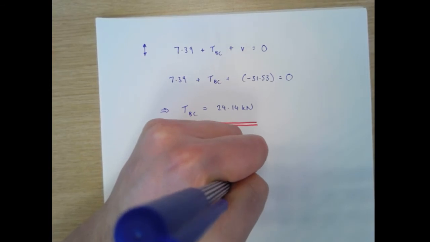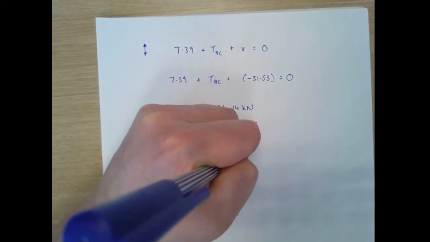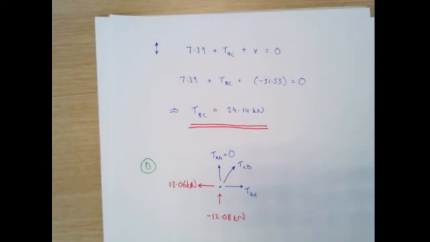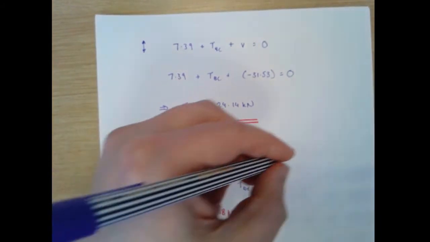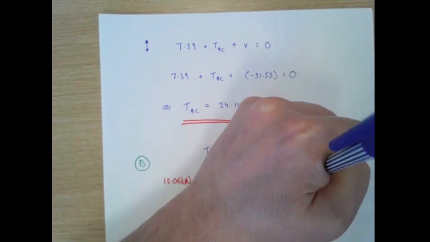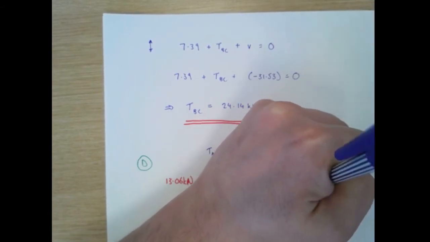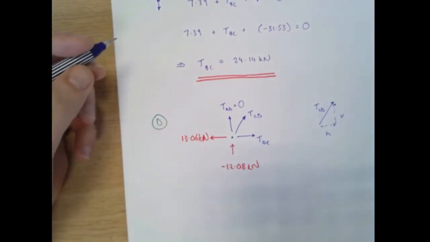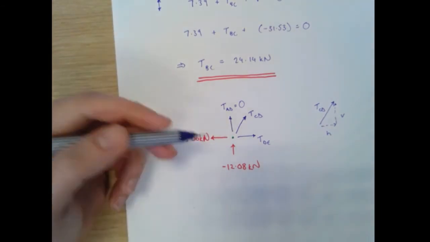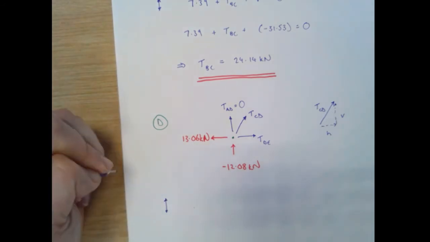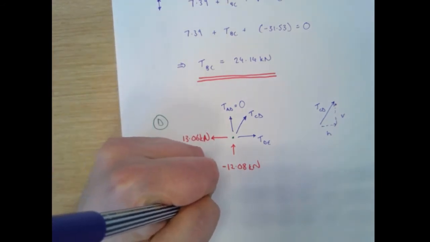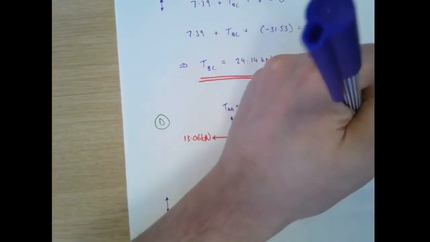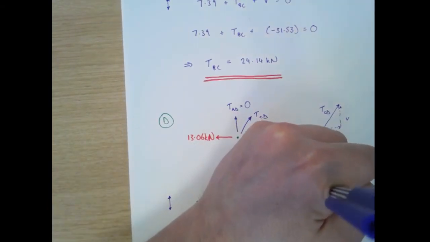We've got TDE, and we've got TCD. And again, TCD is at an angle, so I'm just going to break it up into a horizontal component and a vertical component, like so. So, first of all, I guess it makes sense to resolve vertically, which will give us that forces acting upwards, minus 12.08 plus V equals zero. So this V here equals 12.08 kilonewtons.